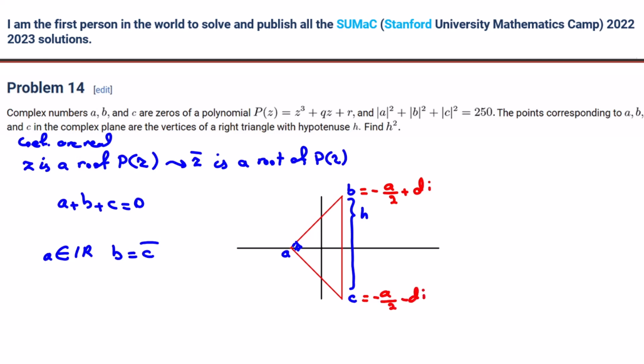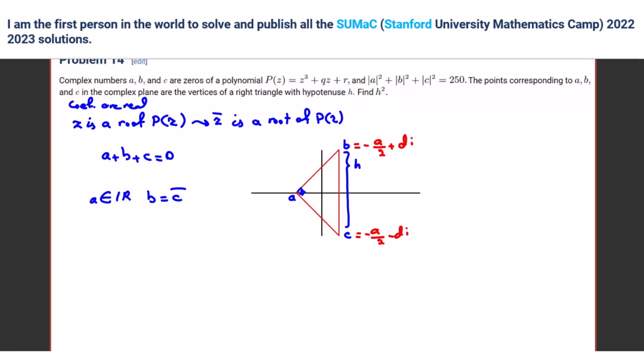Yes. Then what? And then you plug that into the equation. So magnitude of A squared plus magnitude of B squared plus negative C squared. So squared that over would be 4 A squared plus D plus D squared, 2 squared times that, right? Is equal to 250, right?